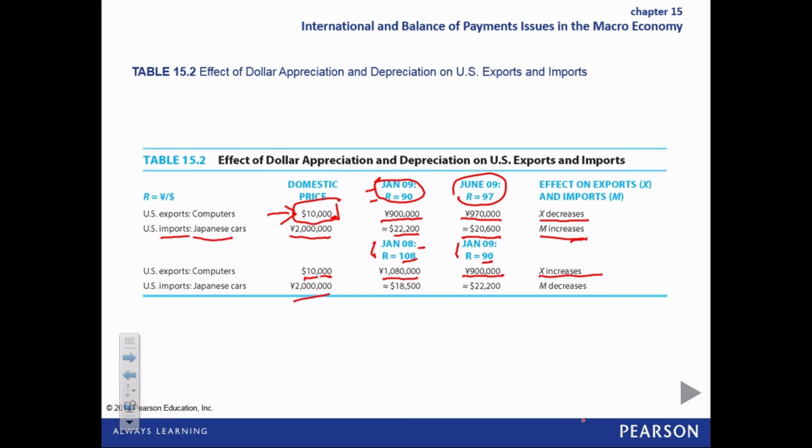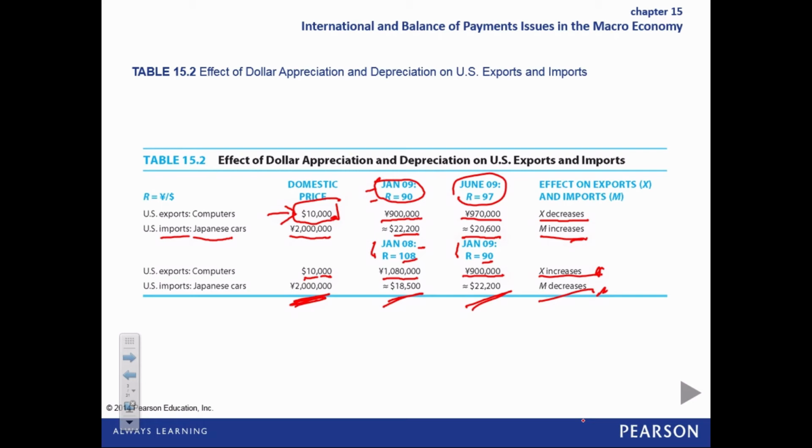When you look at the import side, the same 2 million yen automobile in January '08 was $18,500 for us. In January '09, it became $22,200. So for us, this car all of a sudden is about $1,700 more expensive. So our import will go down. So export increasing, import decreasing, that would contribute to surplus, or the amount of the deficit would shrink. However you want to look at it.